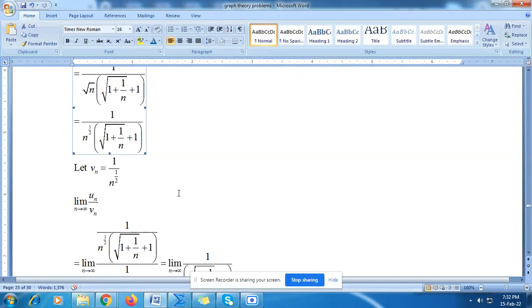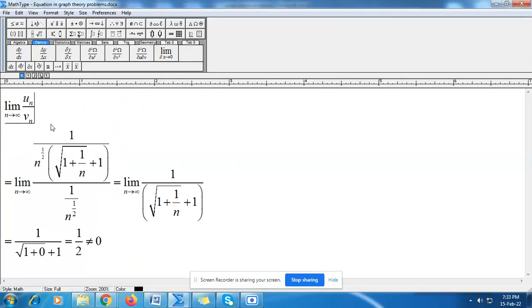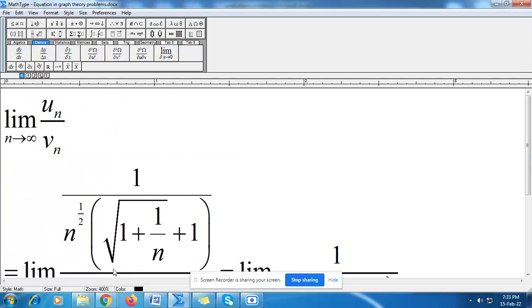So here we choose Vn as 1 by n power of... Okay. After choosing Vn, find out limit un by Vn as n tends to infinity.